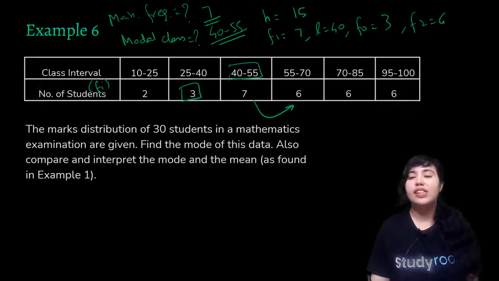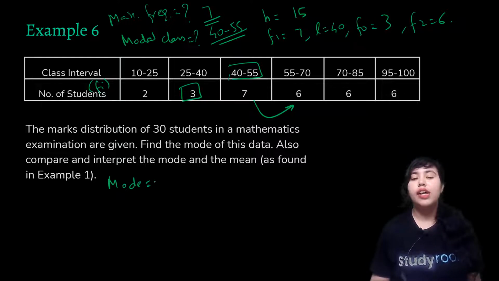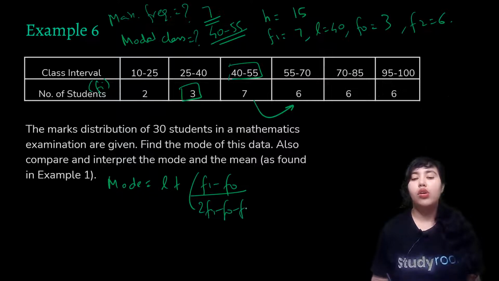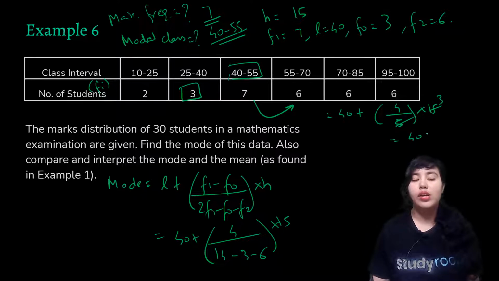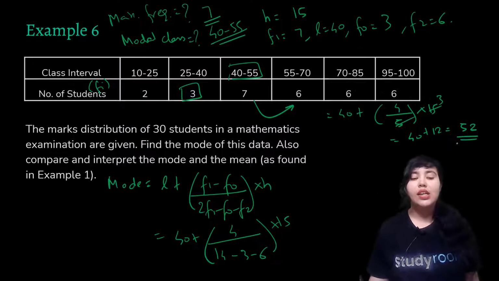What is the frequency of the succeeding class? That is 6. So what was the formula for mode? It was L plus (F1 minus F0) upon (2F1 minus F0 minus F2) into H. Quickly plug in the values. L is 40. F1 minus F0 will be 7 minus 3, that is 4. 2F1 will be 2 into 7, 14, minus 3 minus 6, into H which is 15. So this becomes 40 plus 4 upon (14 minus 9), which is 5, into 15. Five 3s are 15, so you have 40 plus 12, which gives you 52. So the mode of this data is 52.